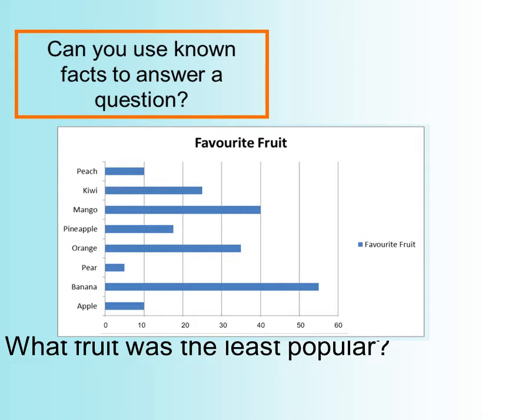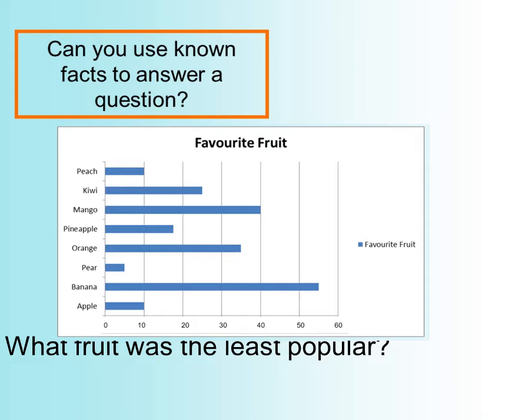So we have the same bar chart here, favourite fruit still, but now we are looking to find out which fruit was the least popular. So least popular means people didn't really like it very much. It was the one that not many people voted for. Now this time we're not looking for a number in our answer, we're looking for a word. Which fruit was the least popular?